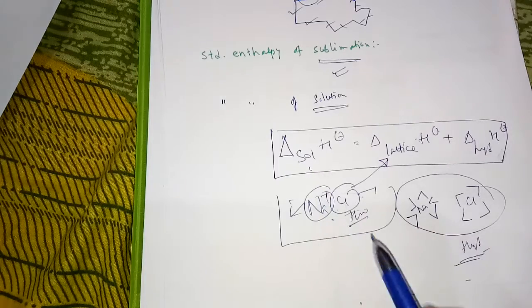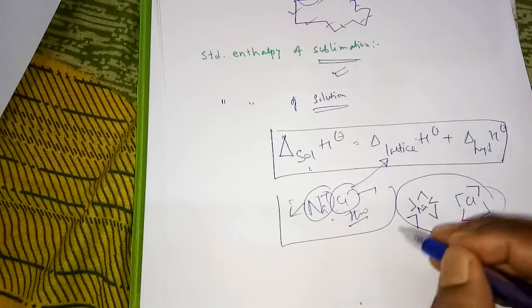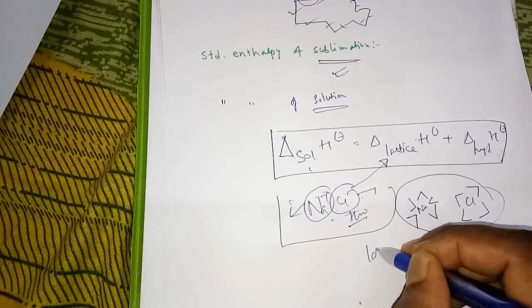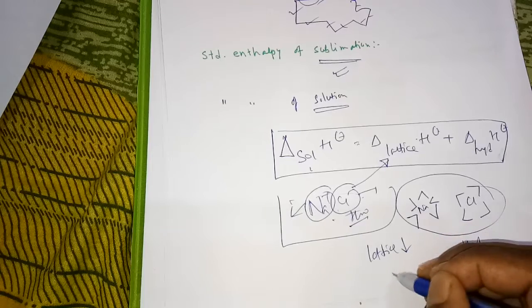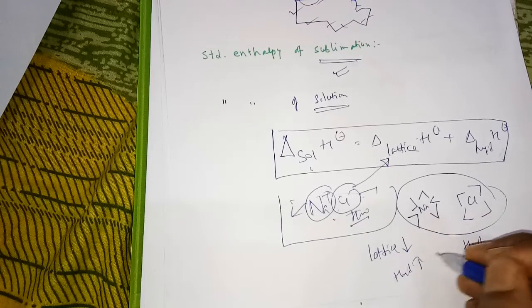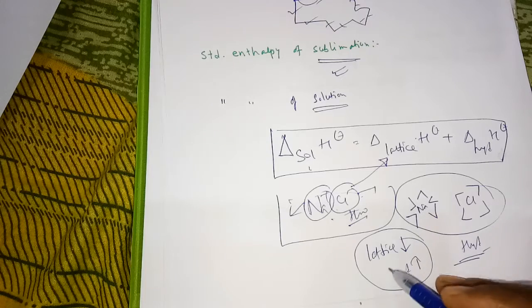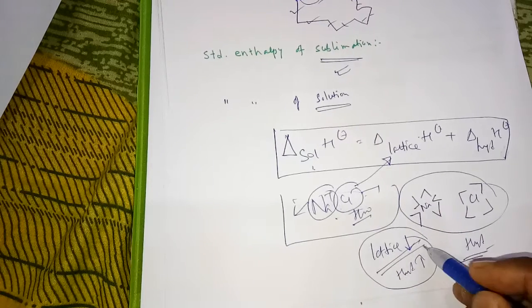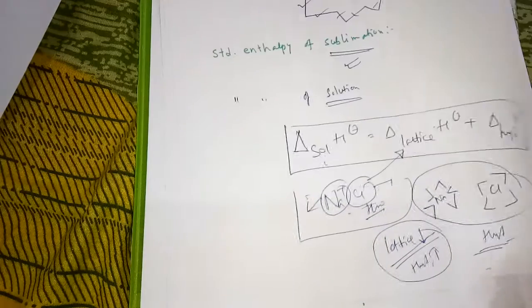The one point students should remember: for a substance to be soluble in water, the lattice enthalpy must be low and hydration enthalpy must be high. If a substance wants to be soluble in water, its lattice enthalpy must be low and hydration enthalpy must be high. So that is what you require to know.